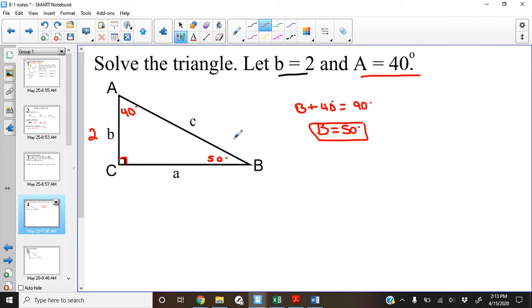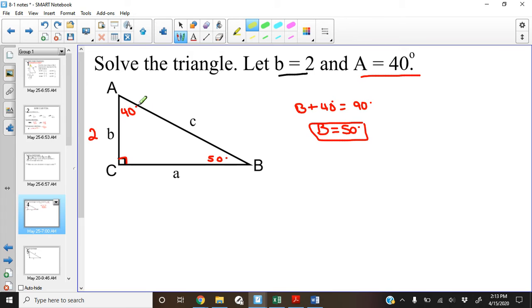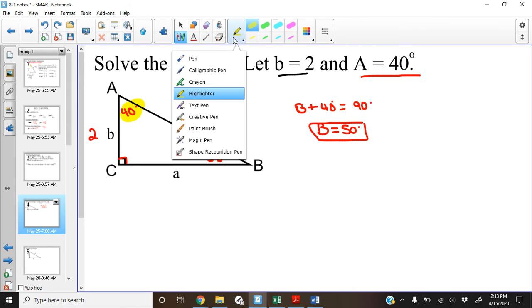Which I know you probably could have done that in your head very easily. Now, we need to find the remaining two side lengths. We are given that this value here is 2. Now, it doesn't matter which angle you use as your angle of reference. I'm going to use angle A being 40 degrees.